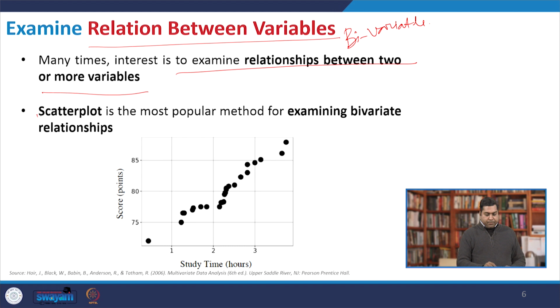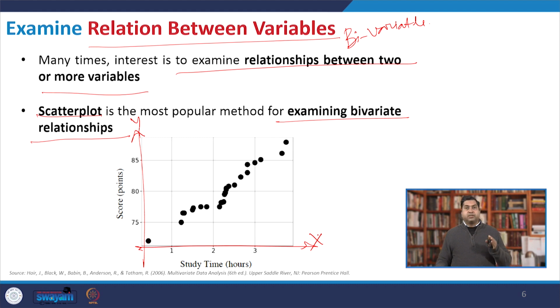So many times there is interest to examine the relationship between two or more variables. Scatter plot is one of such kind of graphical representation which can examine the bivariate relationship. So here you have the y axis as score and the x axis as study time. Suppose in one particular study, we are trying to investigate the relationship between the number of hours that you study and your performance in the exam. So is there any positive correlation, that if you study more you can score more? Based on the collected information, here you can see the scatter plot.